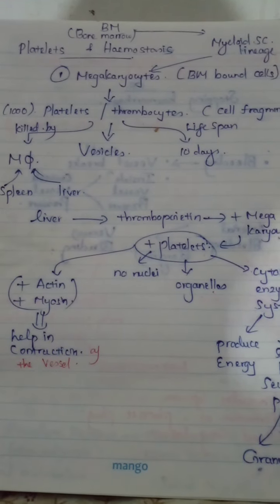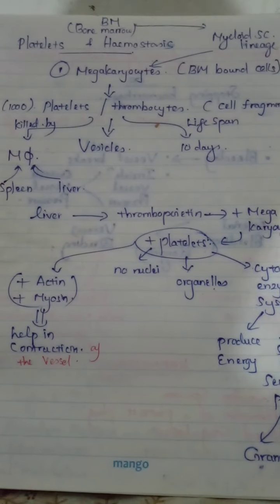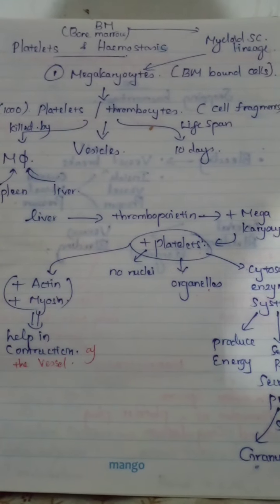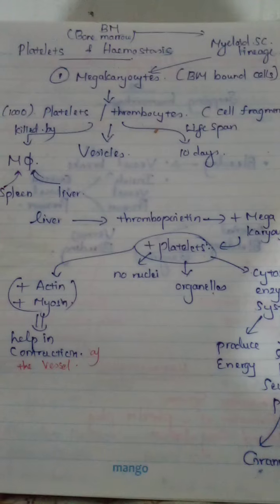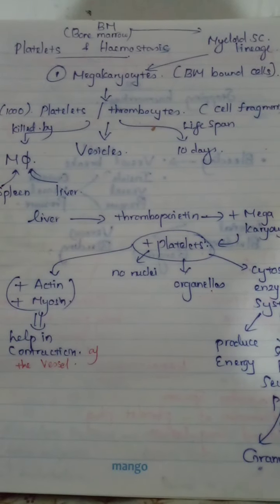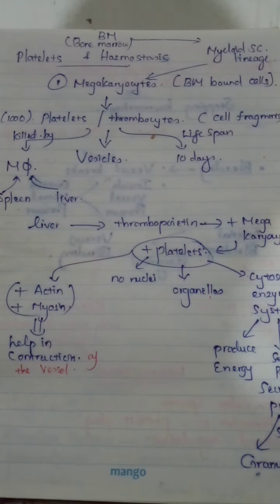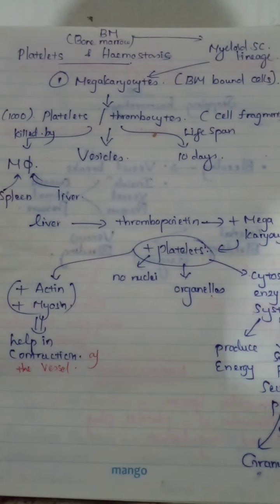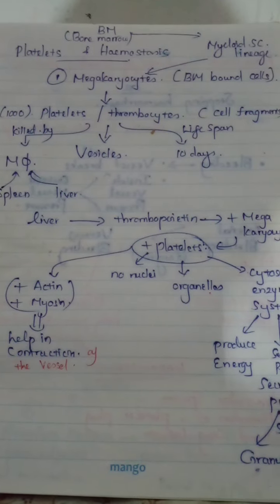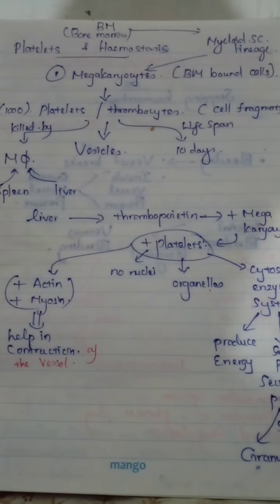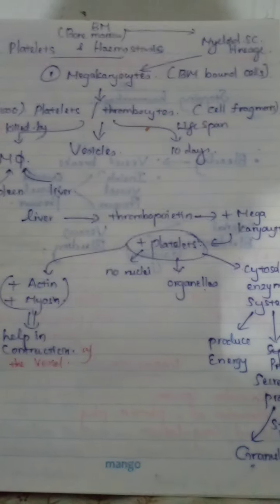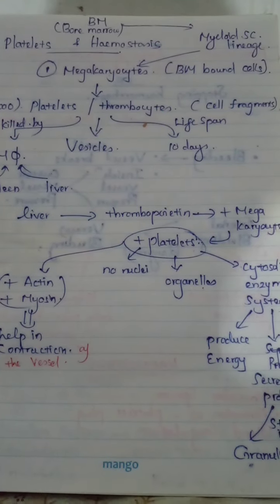These thrombocytes generally have a lifespan of 10 days and are generally located as vesicles. However, they are destroyed and killed by macrophages in the spleen as well as in the liver. But if you look at the liver, it also contributes to platelet production by producing the hormone thrombopoietin. So, thrombopoietin increases the megakaryocyte production and thereby increases the platelet number.